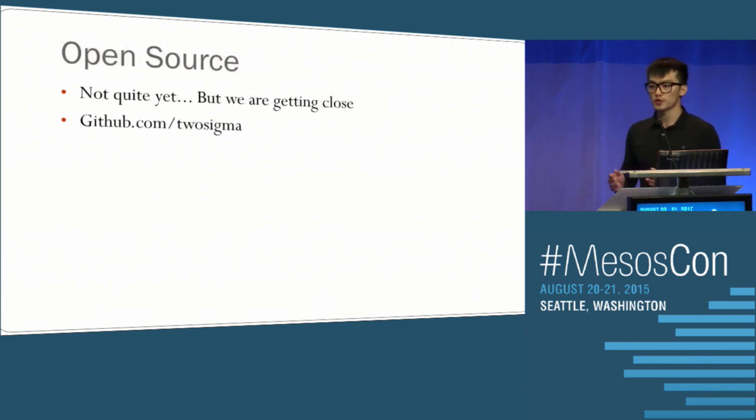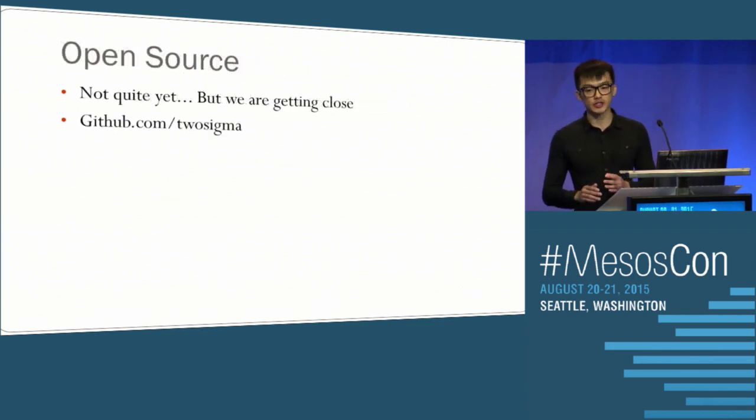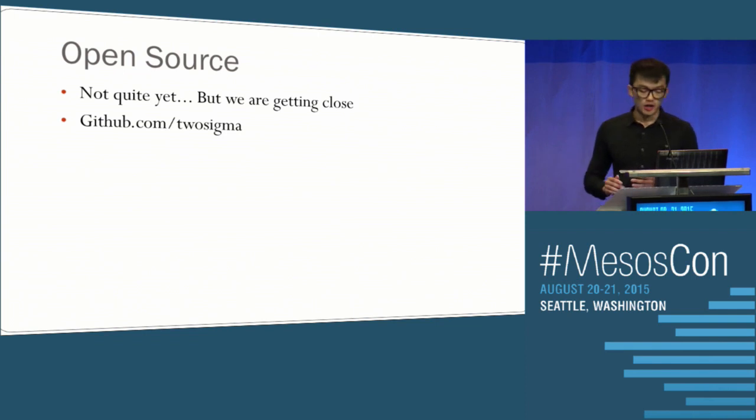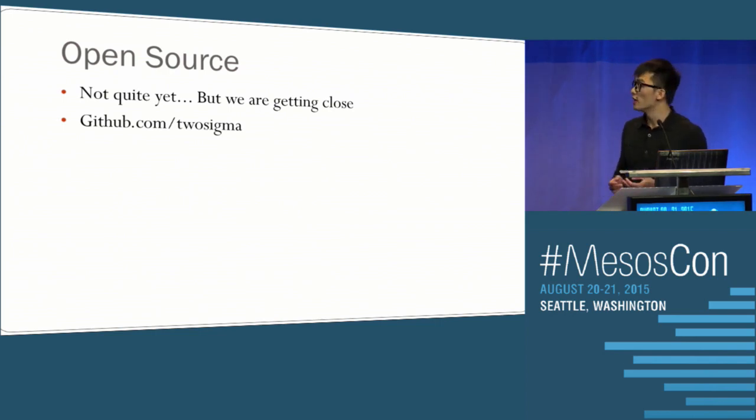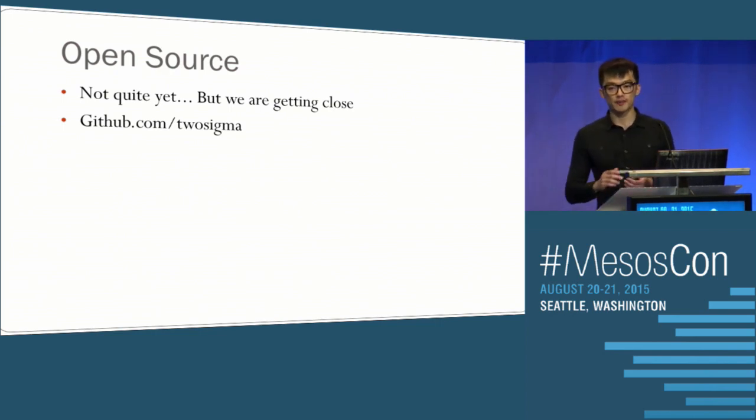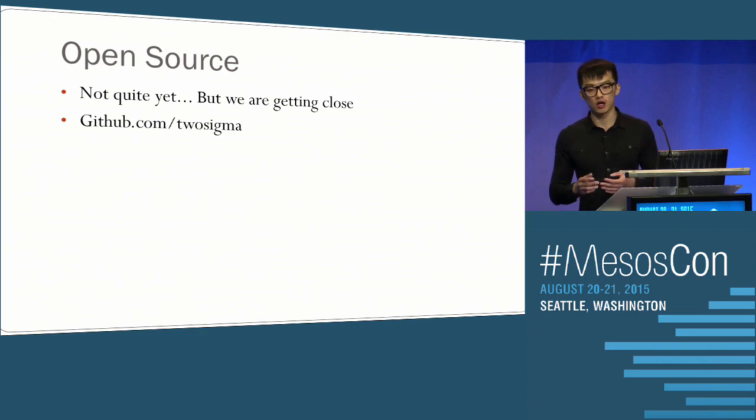So lastly, open source. We are very excited that we are in the process of open sourcing the work we've done with Cook, the code and the documentation. Unfortunately, it's not quite there yet, but we're getting really close. This is the location for 2Sigma's open source projects. There's a lot of cool things up there. If you're interested in anything I've talked about, if you're interested in Cook, keep an eye on it. Cook will be up there one day.